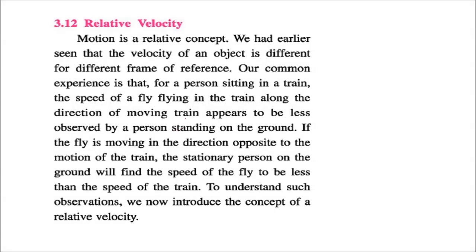Relative velocity. What is the concept? If you take a different frame of reference, the velocity will be different. And we always see that for a person sitting in the train, the speed of a fly in the train along the direction of the moving train appears to be less. Means if the train is going like this and the fly is also going like this, the speed is going to appear less. But if the train is moving like this and the fly is coming like this, then the speed becomes more. The stationary person on the ground will find it higher. Why is this lower and why is this higher?